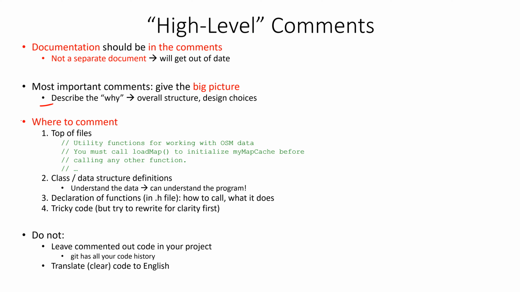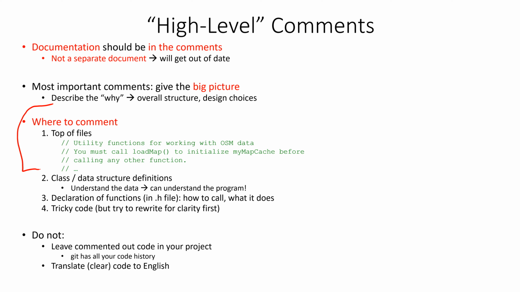So my hierarchy is basically, well, I want all of these things, but I want the tops of files, big picture, the most important. Class and data structure comments are also very important. Tell me how this data works. Tell me the whole class, then tell me every data member. Declarations of functions should be in the header file, so I can see it.